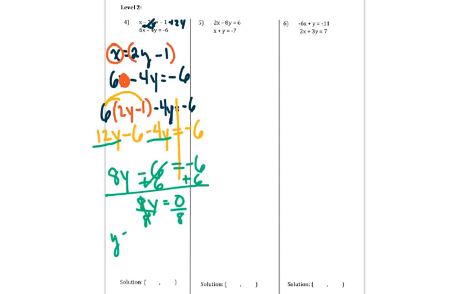0 is a number. It's a perfectly fine number. 0 divided by anything is just 0. So that means the y value, where these two cross, is 0.